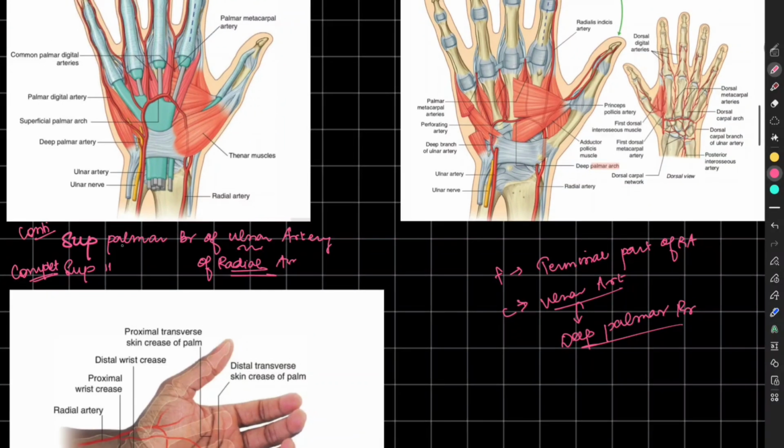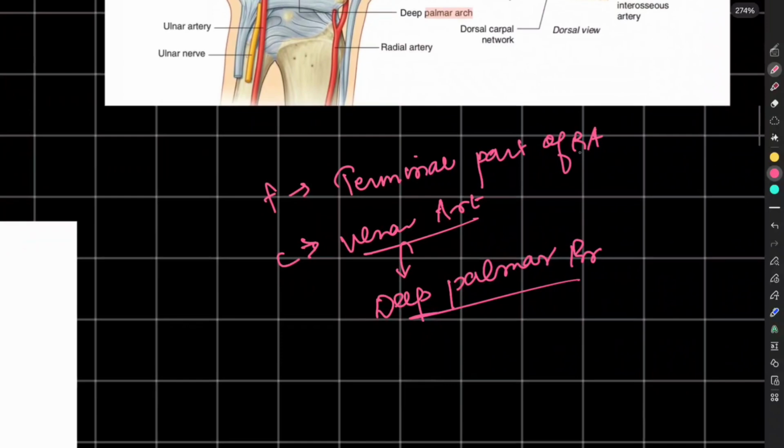Repeating once again, the superficial palmar arch is a continuation of the ulnar artery, and it is completed by the radial artery. The deep palmar arch is formed by the radial artery and completed by the ulnar artery.